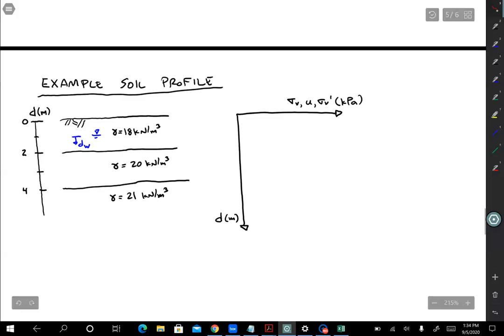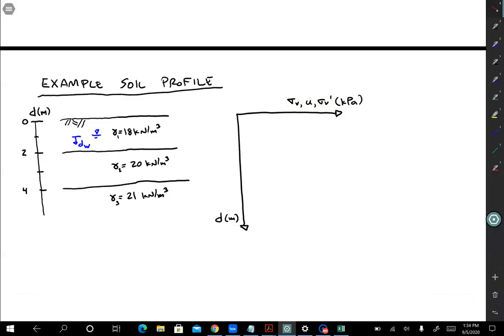So we have a layered system here with 3 different layers. Layer 1 has a total unit weight of 18 kilonewtons per meter cubed. Maybe I should add subscripts here: 1, 2, 3, right? 3 different layers. Layer 2 is 20 kilonewtons per meter cubed, and then layer 3 is 21 kilonewtons per meter cubed. And what we're going to be asked to do is calculate sigma v, u, and sigma v prime.